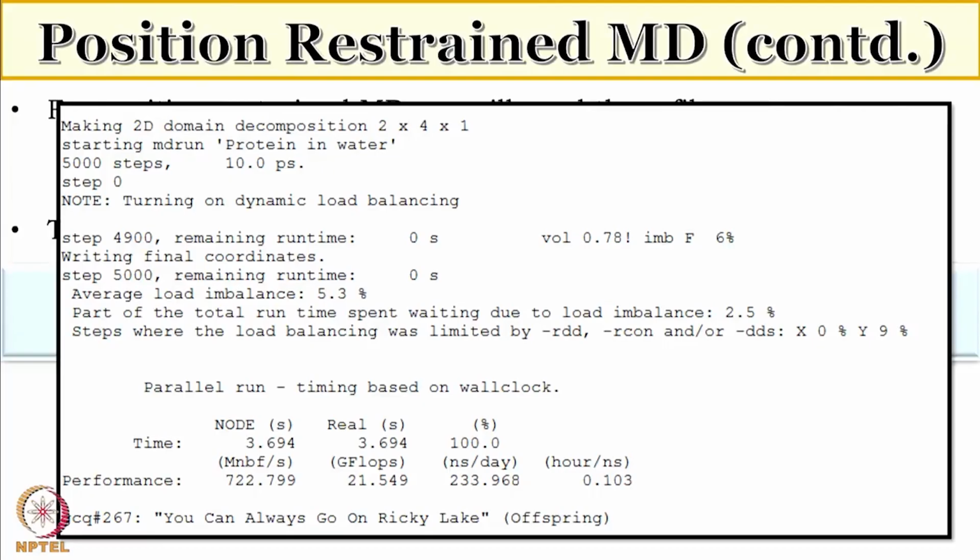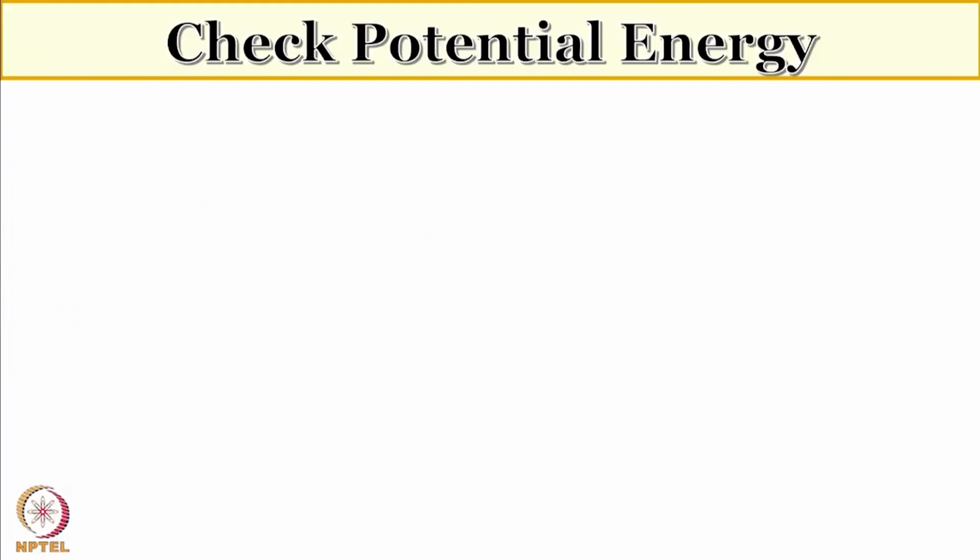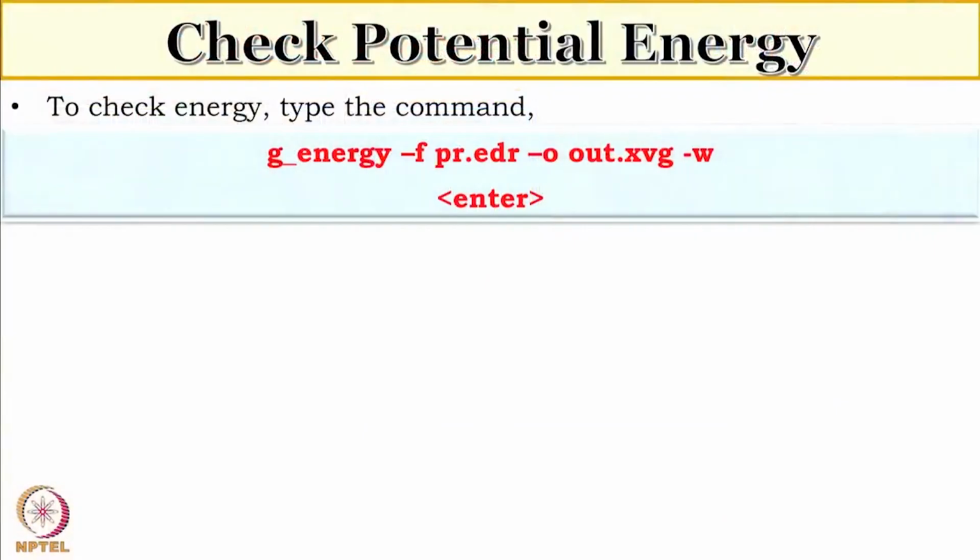Once we are done with position restraint MD, we'll check the potential energy of the system, to see whether it has minimized or not. We'll type the command g_energy -f pr.edr. pr.edr is the energy file which we get from position restraint MD. Then -o out.xvg. This out.xvg file will contain the potential energy as a function of time.